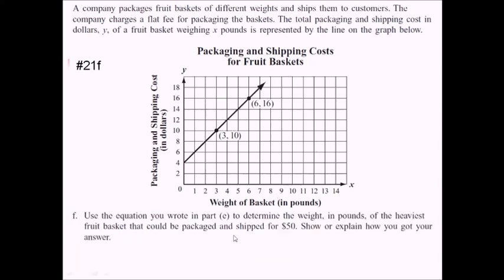And now for part F, use the equation we wrote in part E to determine the weight in pounds of the heaviest fruit basket that could be packaged and shipped for $50. Explain how you got your answer. So $50, that's the output of the equation that we just wrote. That's the y value. We want to know the x value, the input, the pounds that would give us that. So I'm just going to write 50 equals 2x plus 4. Just plug in 50 for the y value in our equation. And now we just solve for x. So subtract 4, we've got 46, divide by 2, and we have an x value of 23 pounds. That is an awful lot of fruit.